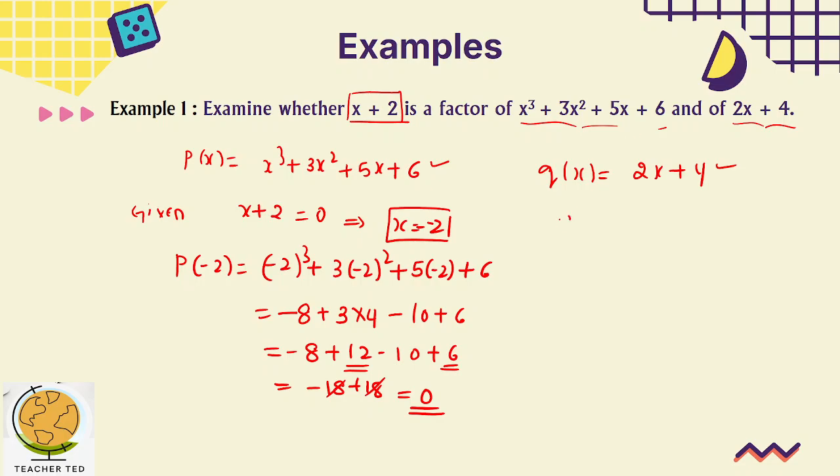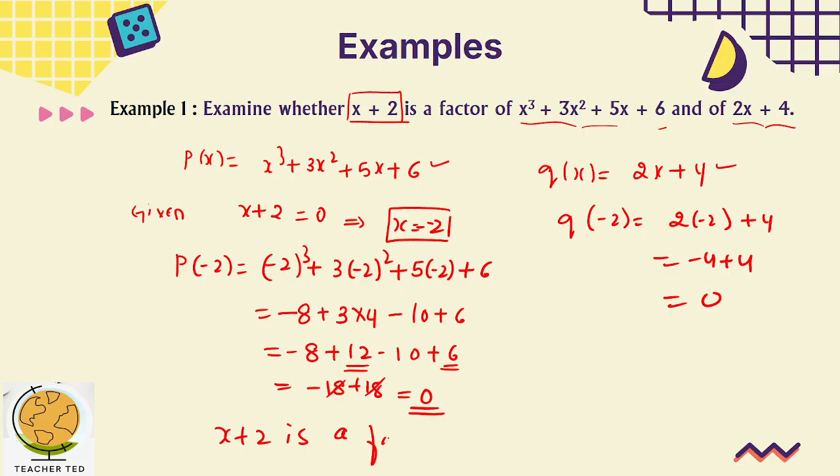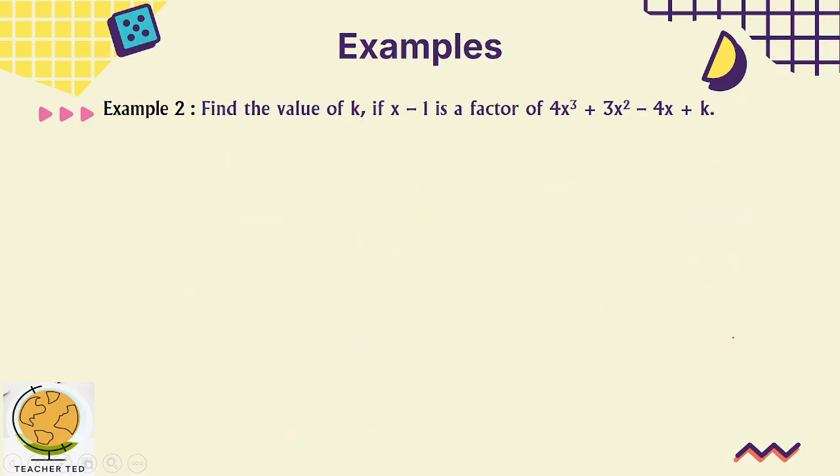Similarly, substitute x equal to minus 2 in the second polynomial. It becomes minus 4 plus 4, and it becomes 0. So we can say x plus 2 is a factor of both the polynomials p of x and q of x. So just substitute the value from the factor into the given polynomial. If it comes 0, then it is a factor of the polynomial.